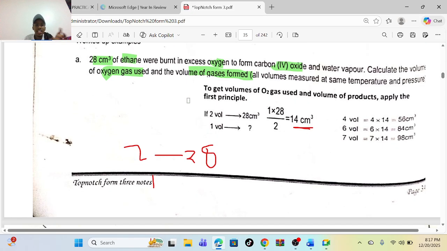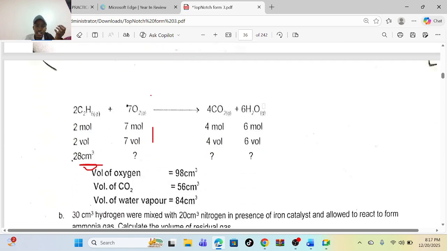So what is reacting is the ethane and oxygen gas. Ethane plus oxygen gas gives what? Carbon dioxide and water. The second step is you balance it.